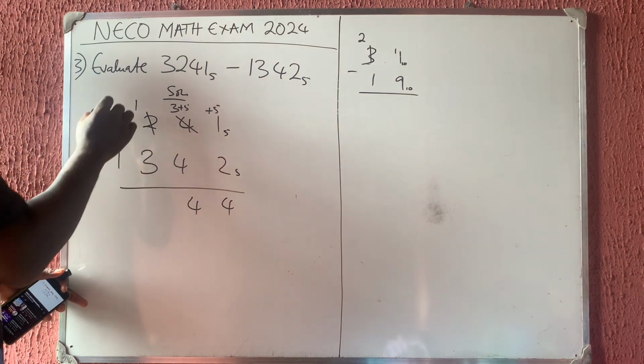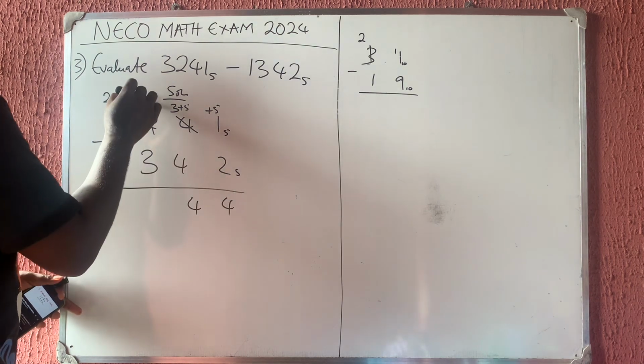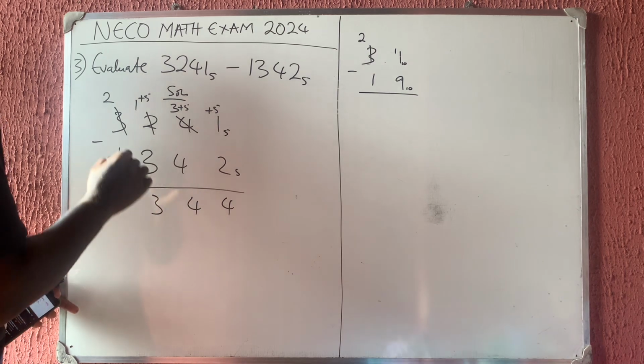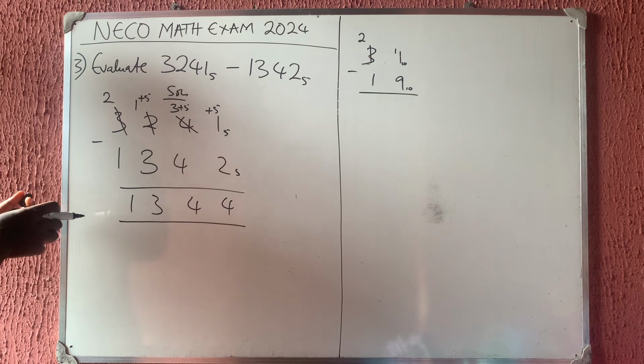This minus this cannot go again. We borrow 1 from here. We call it 5 again. So we say 1 plus 5, which is 6. 6 minus 3 is 3. Then finally, I'm left with 2 minus 1, which is 1. So this is the answer to this. It's very, very simple.